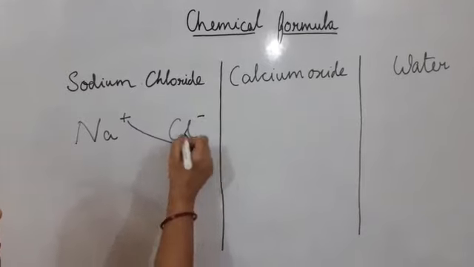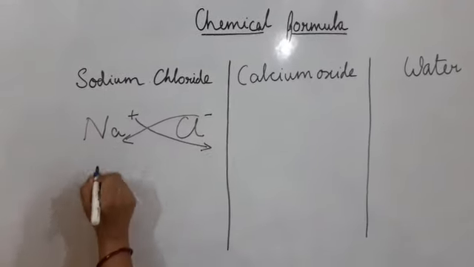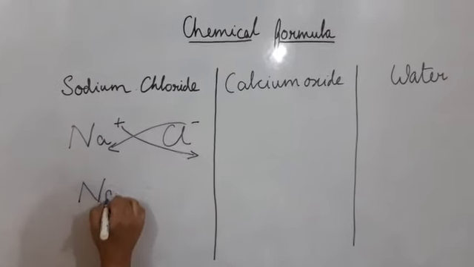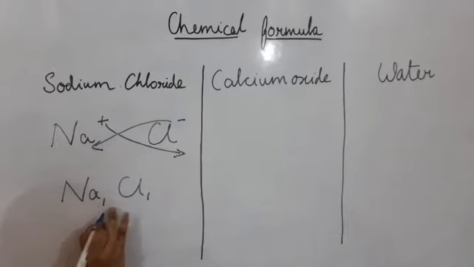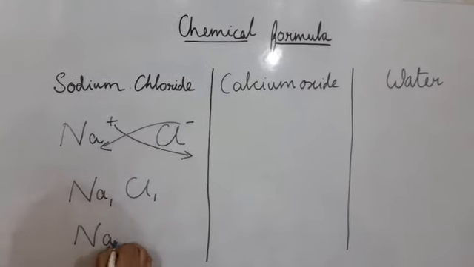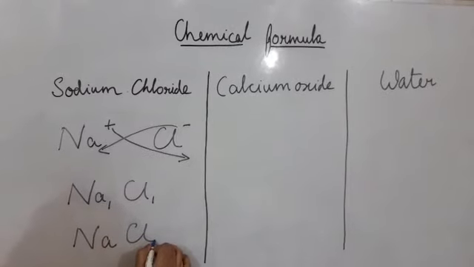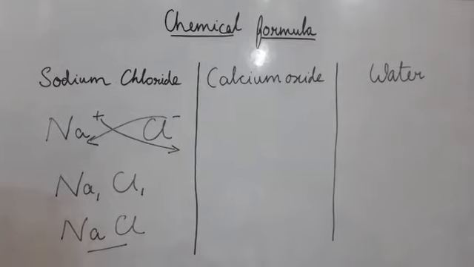Interchange the charges and bring it down as the subscript. Na1 Cl1. Since both the subscripts are 1 and 1, we can simply write NaCl. So this is the formula of compound sodium chloride.